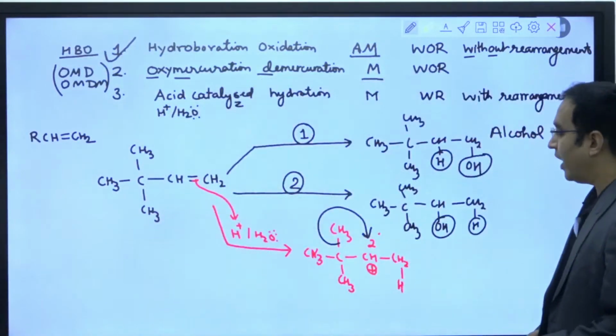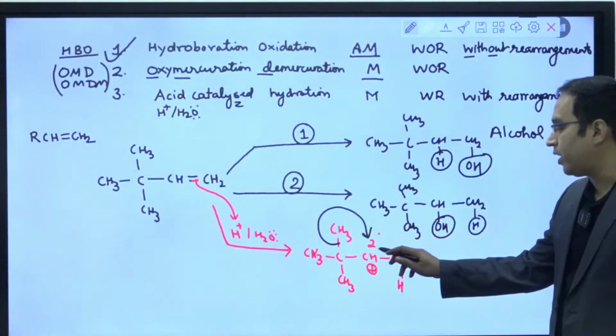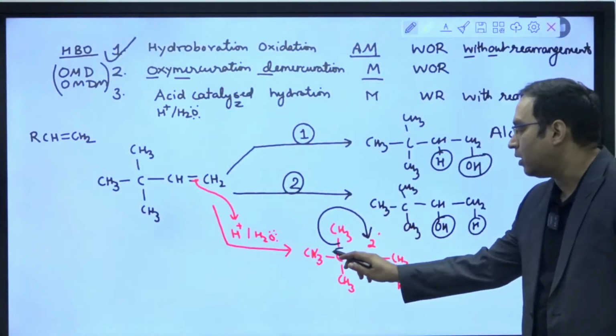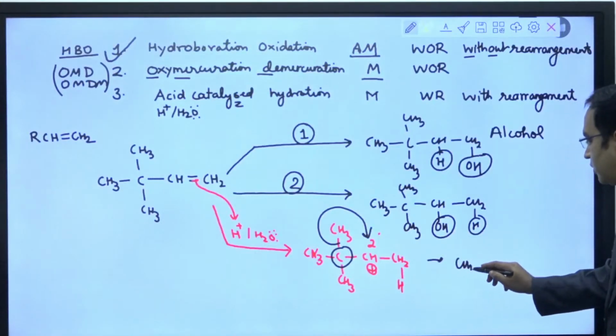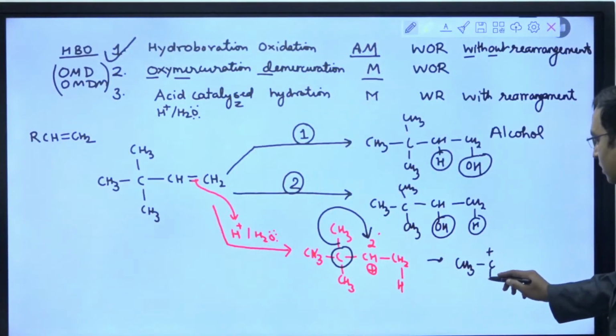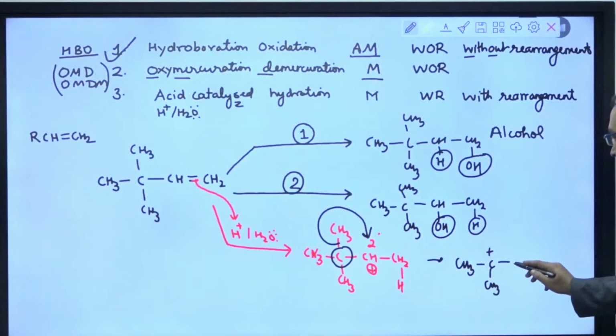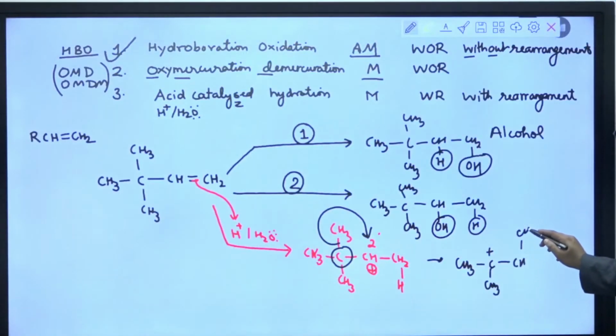So why will this shift happen? Because this is 2 degree. If this shift happens, the plus charge will come here and this CH3 will join here. तो क्या बना देगा? CH3, C plus CH3. इस CH पे आपने लगा दिया ये CH3 और इसके आगे आपने लगा दिया एक और CH2H.